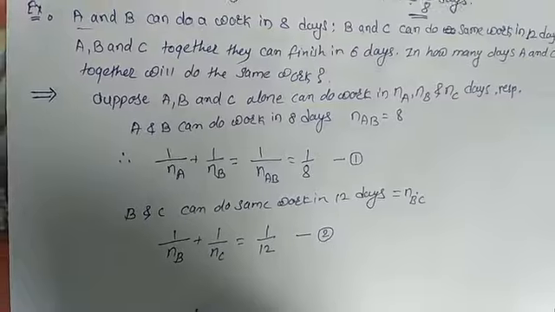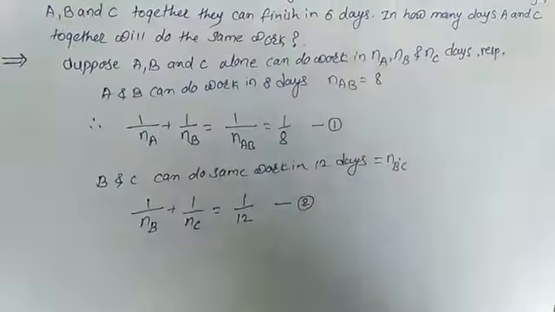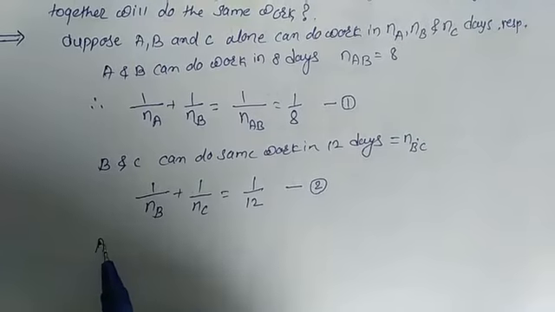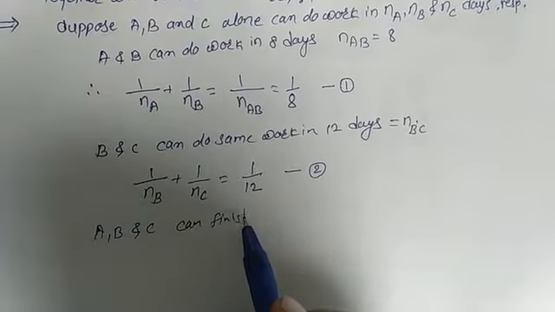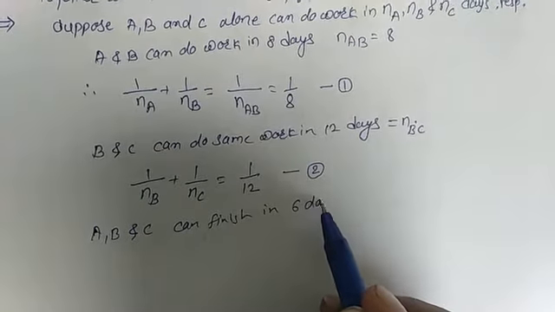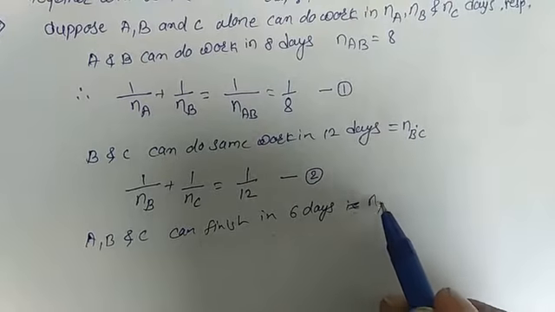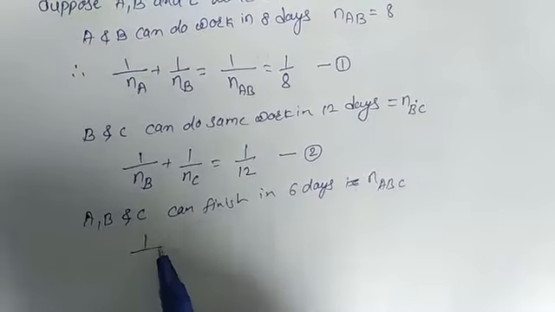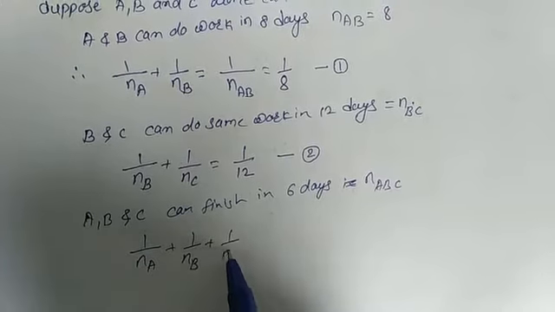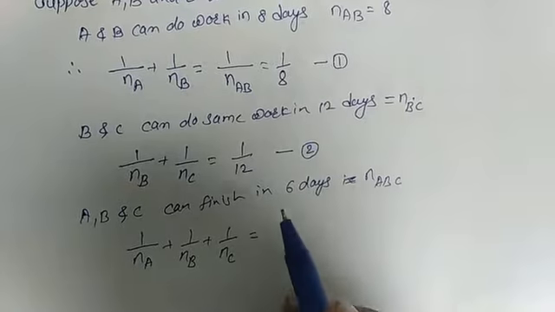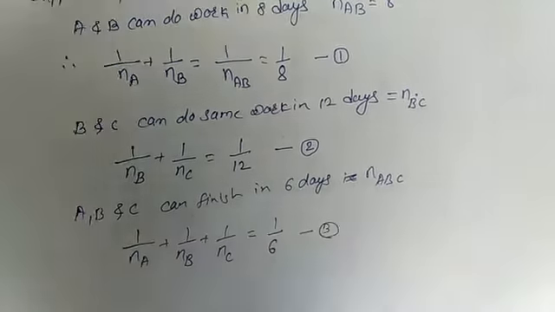And also it is given that A, B, C together can finish in 6 days, which is n to the base ABC. So 1 upon n to the base A plus 1 upon n to the base B plus 1 upon n to the base C is equal to 1 upon 6. Okay, write this as equation number 3.